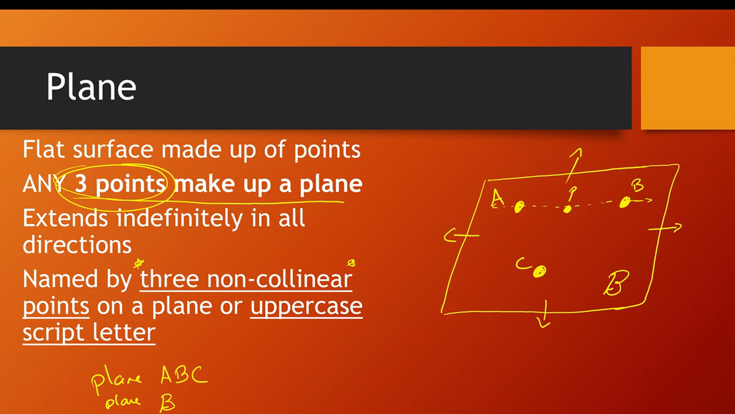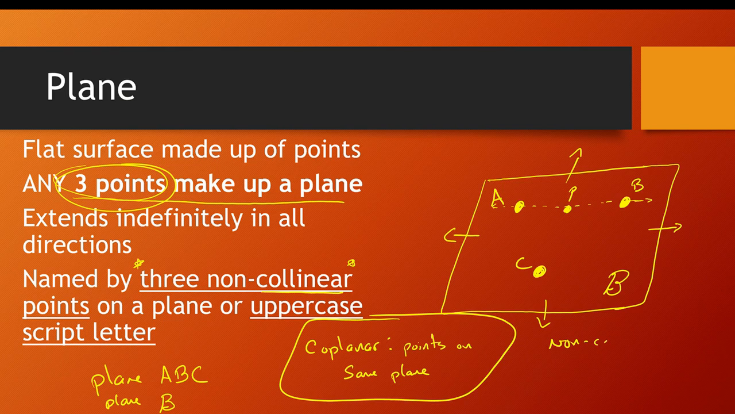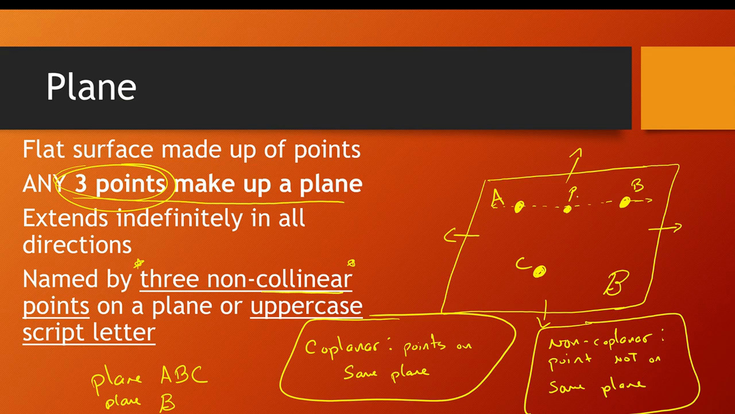And so just as we had collinear and non-collinear points, we have what we call coplanar and non-coplanar points. Coplanar means you have points on the same plane. And you can just imagine non-coplanar points are points not on the same plane. An example of that is, here we have 4 points: A, P, B, and C. A non-coplanar point would be out here somewhere, and we'll just call it Q. So Q would be a non-coplanar point because it's not on the same plane as all these other points.